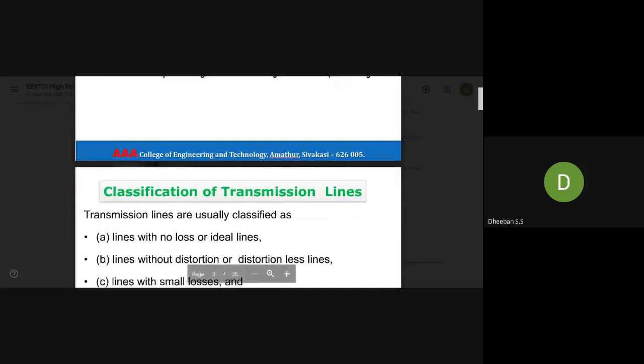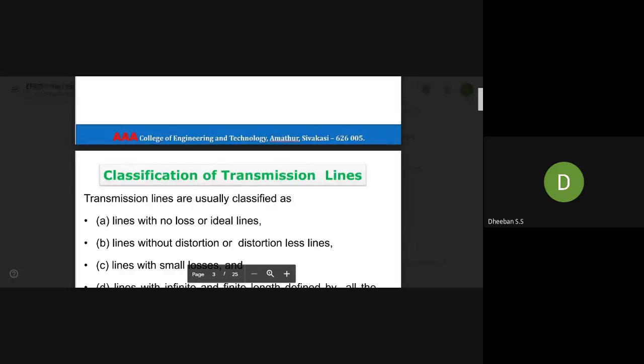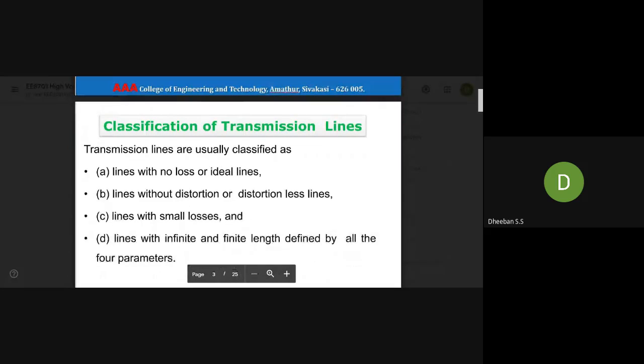Next is the classification of transmission lines. This you already know, but it is a basic concept, a generalized form. Lines can be classified as lines with loss and no loss. No loss is your line in ideal condition, meaning there won't be any loss. Lines with loss means there will be loss.